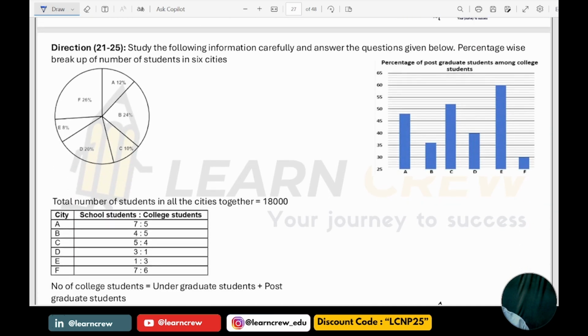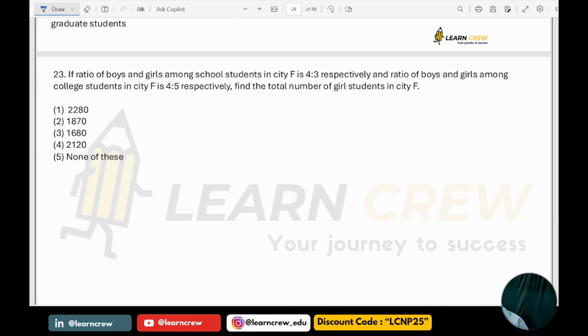Next, 23. The ratio of boys and girls among the school students of F is 26%. F total is 4680, and number of school students. F school is how much? F school students would be 7 by 13 of this 4680, which is 2520.